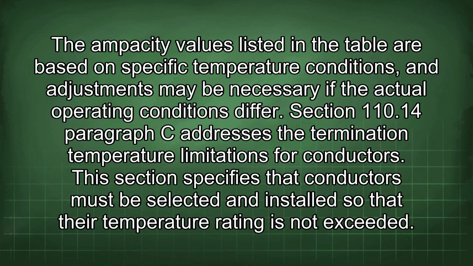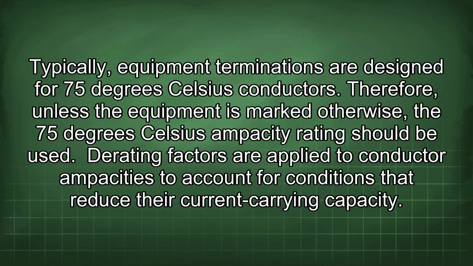Section 110.14(C) addresses the termination temperature limitations for conductors. This section specifies that conductors must be selected and installed so that their temperature rating is not exceeded. Typically, equipment terminations are designed for 75°C conductors. Therefore, unless the equipment is marked otherwise, the 75°C ampacity rating should be used.